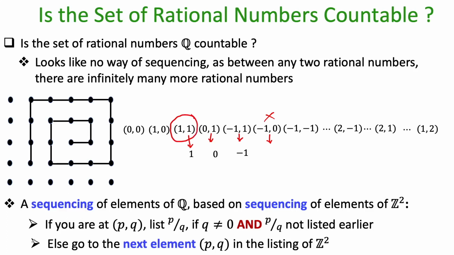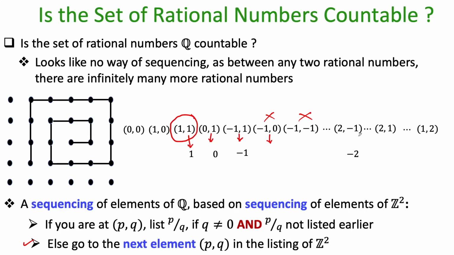So that's why I will apply the rule in the else part. Okay, so that's why I will miss this element as well. And if I continue, then when I go to the element 2 comma minus 1, it will be 2 over minus 1, which is the rational number minus 2, which has not been listed earlier, and so on.